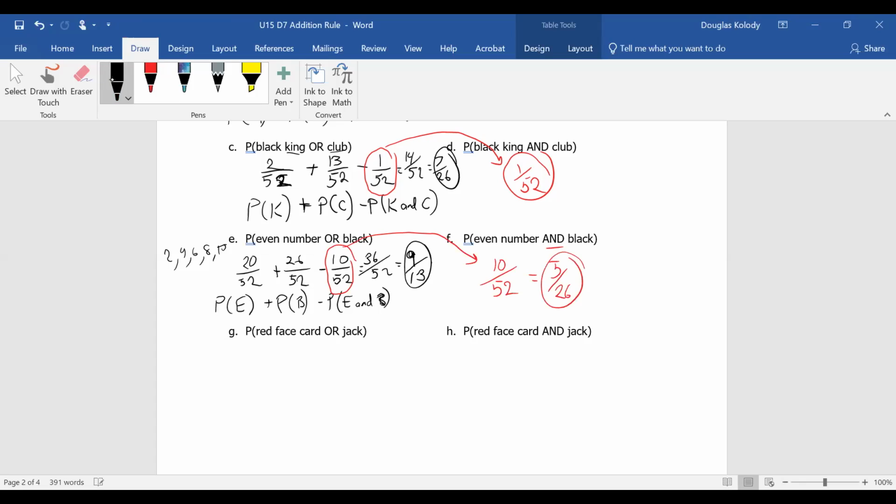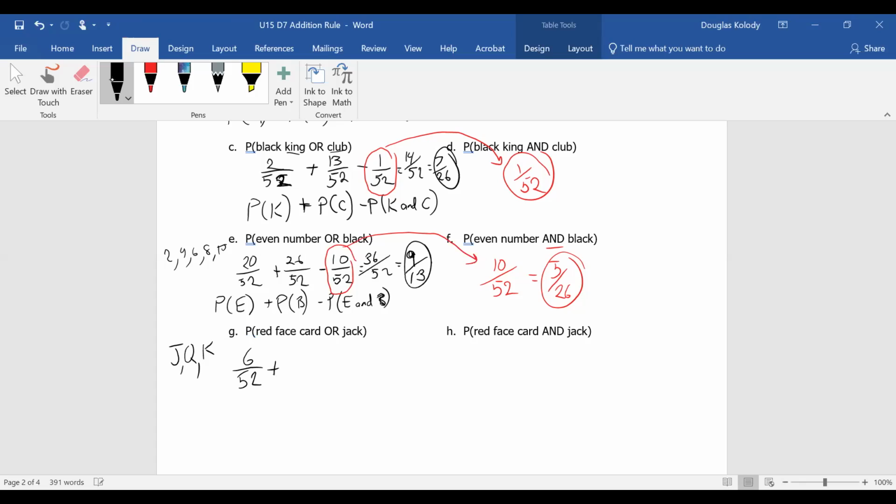Last but not least, a red face card or a jack. First off, what are face cards again? Face cards are jacks, queens, and kings. That's 4, 8, that's 12 cards. But of those 12 cards, 6 are red and 6 are black. So there are 6 red face cards out of 52.